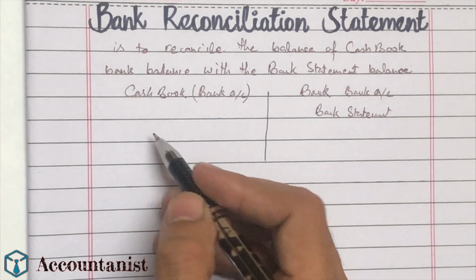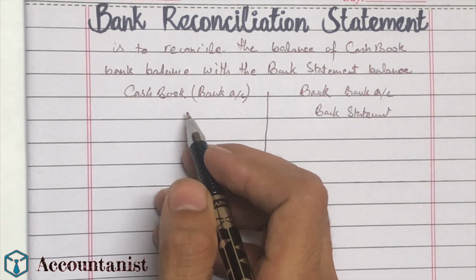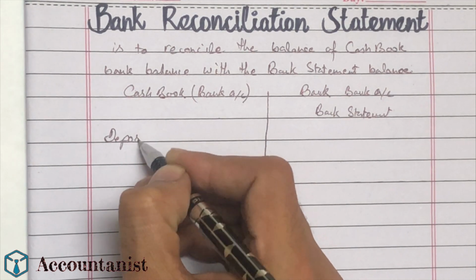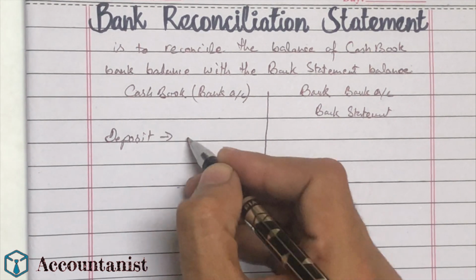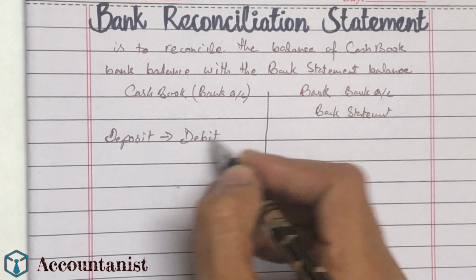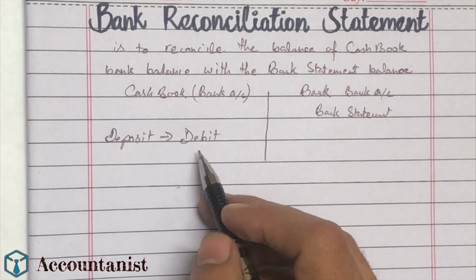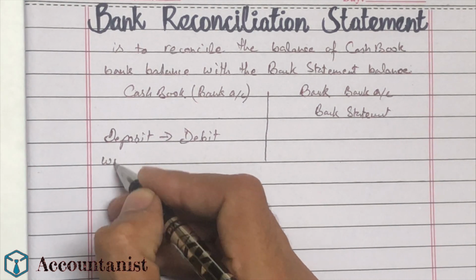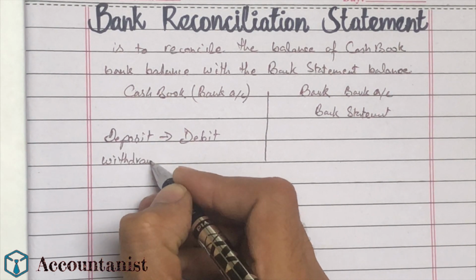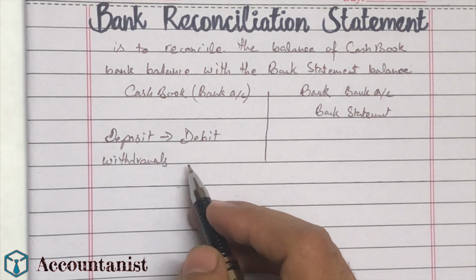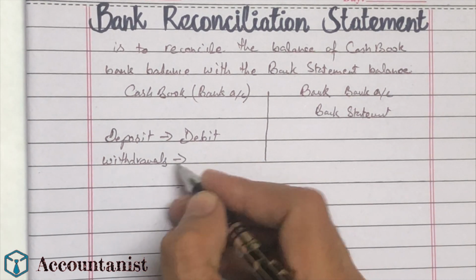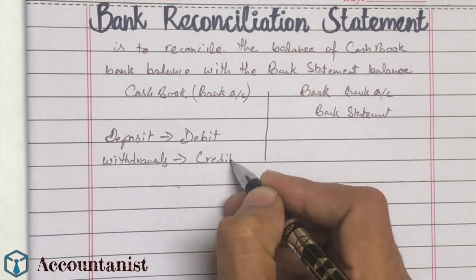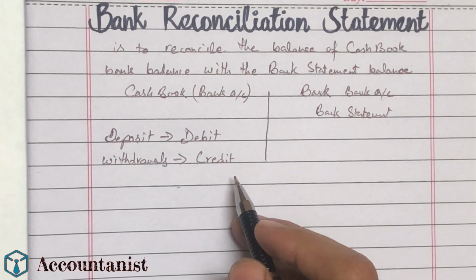Number one, once we deposit any amount of money into the bank, we record the deposit in the cash book as a debit, because bank is our asset and our asset goes up, so we record it on the debit side. And if there are any withdrawals, meaning any amount that we withdraw from our bank account, or any payments, we record it as a credit, because our asset is going to decrease.